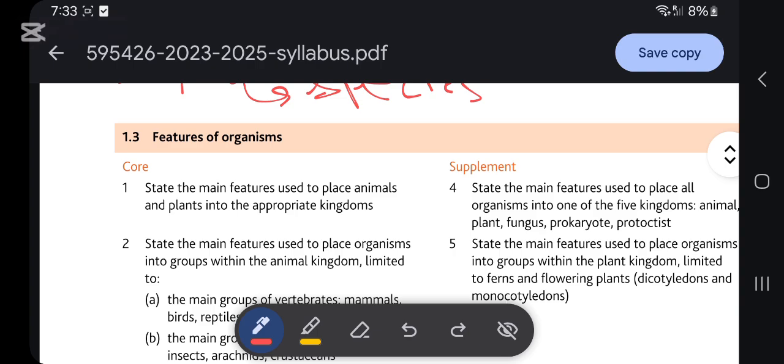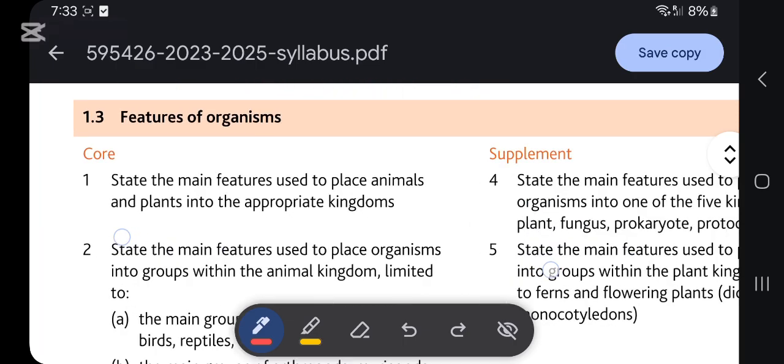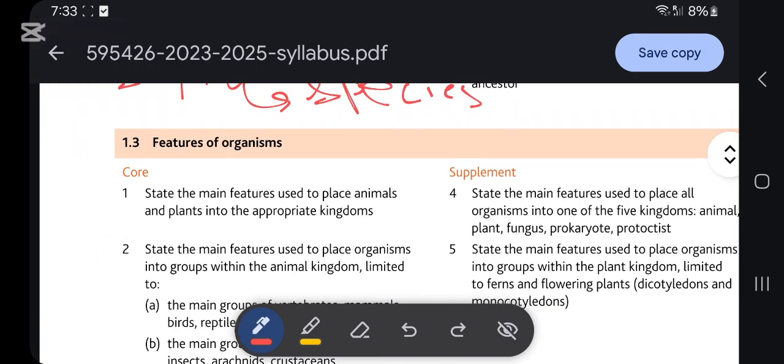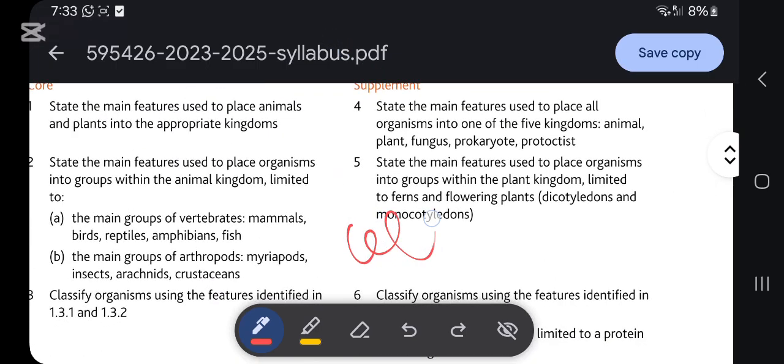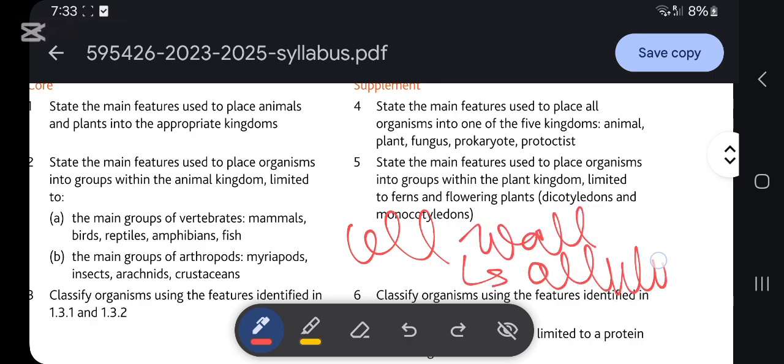For plants, they can make their own food by photosynthesis. They have chloroplasts. And what else? In plants, basically they also have a nucleus. They have a cell wall, remember, and their cell wall is made up of cellulose.